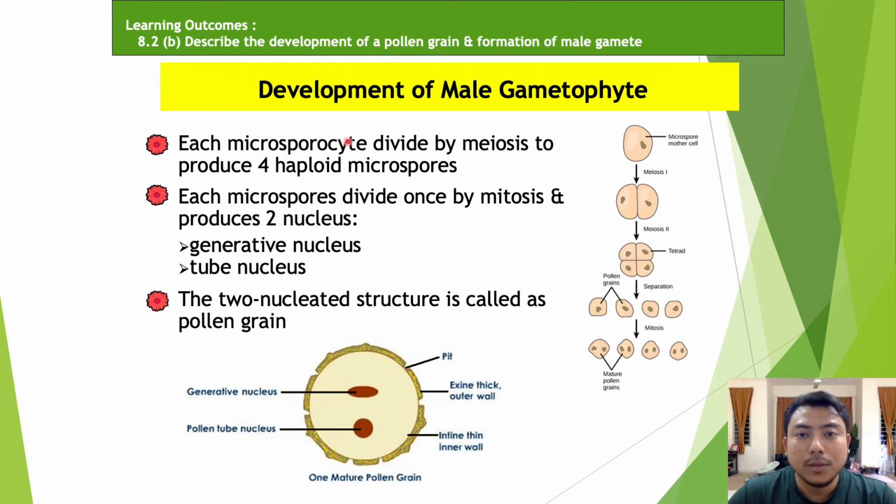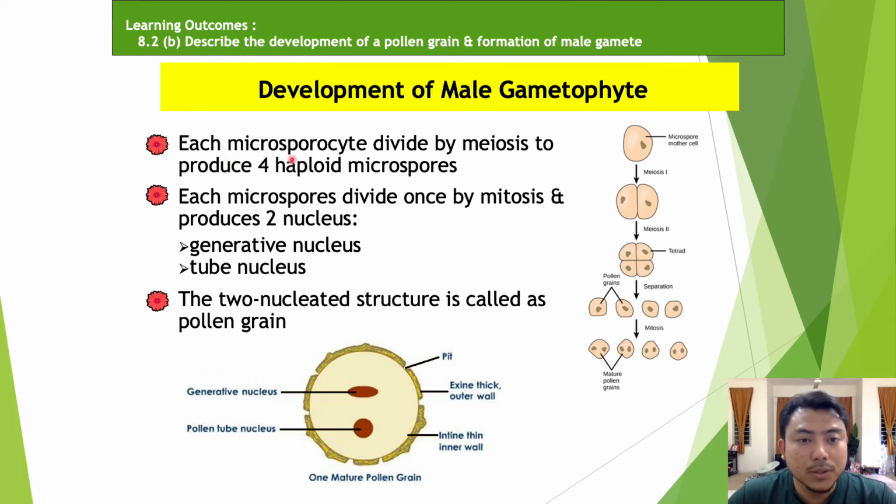Okay, so now we're going to discuss the development of male gametophyte. So basically kita nak bincang lah macam mana terhasilnya ataupun terjadinya male gametophyte ni. But what is male gametophyte? Basically we want to produce the pollen grain. Because we know the male part of the plant will produce the pollen, and the female part of the plant will produce the egg.